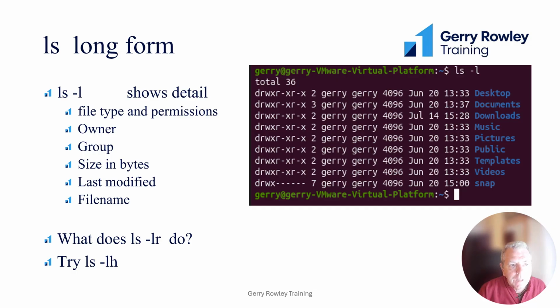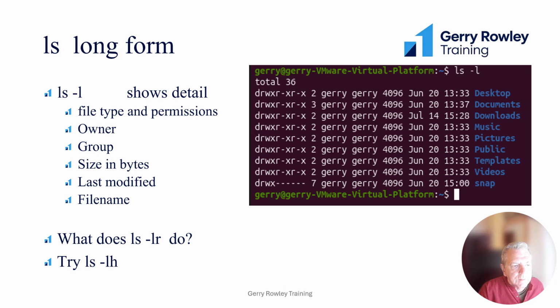Then the next 9 characters show you the permissions on each file or directory. And the permissions are grouped into groups of 3: owner, group, and other. Each group has 3 different permissions, and we'll talk about those on the next slide. So you've got owner, group, you've got size in bytes, 4096, which seems to be the standard. The date modified tells you when I installed my Ubuntu, and the file names are Desktop, Documents. So those are showing the names.